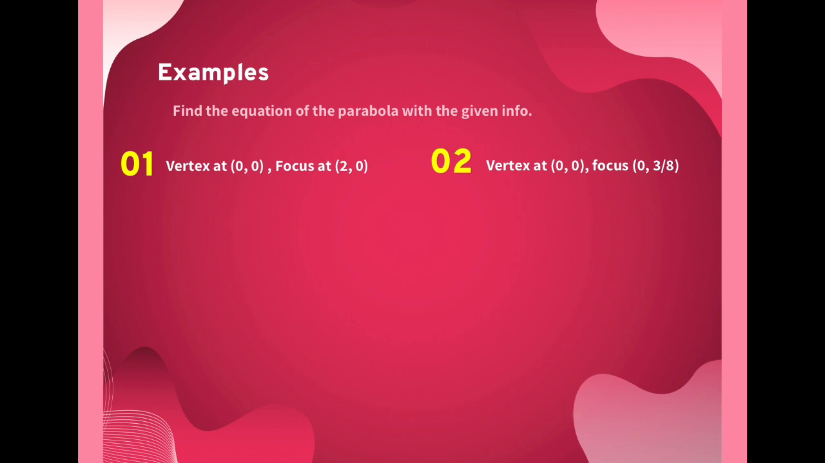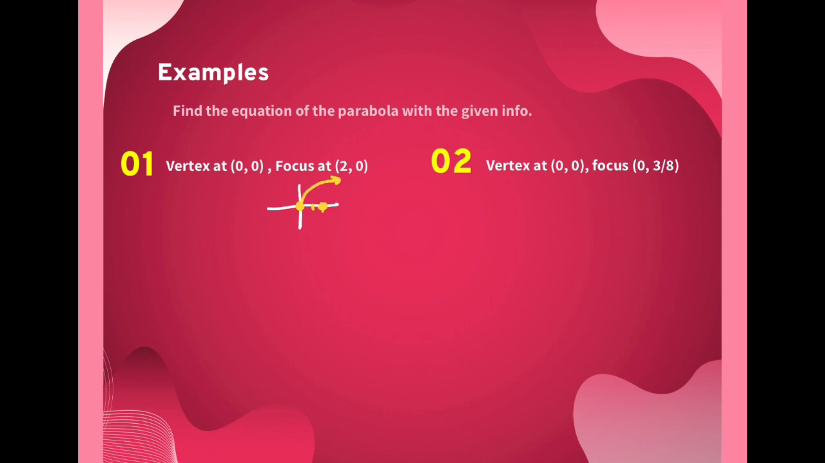All right, so here we go with some examples. The directions say to find the equation of the parabola with the given information. Number one says vertex at 0, 0, focus at 2, 0. So the first thing I'm going to do is plot that information. A vertex at 0, 0 means it's at the origin. And the focus at 2, 0 means it's plotted on the x-axis to the right of the vertex.